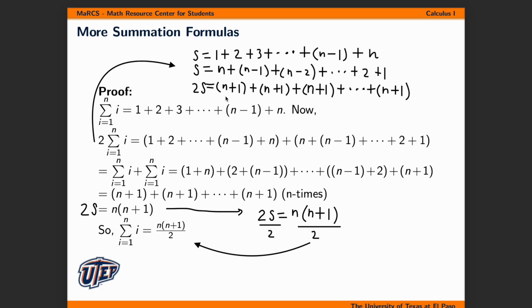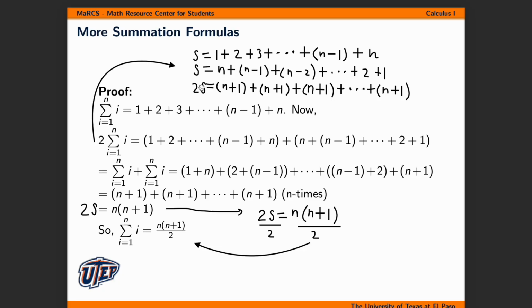So 1 plus n is n plus 1, 2 plus n minus 1 is n plus 1, and 3 plus n minus 2 is n plus 1. Now we keep on doing that up until our last term, so n plus 1 is equal to n plus 1. So now we see on this right hand side, we are summing n plus 1 n many times. So this is what this line means right here. We have n times n plus 1.